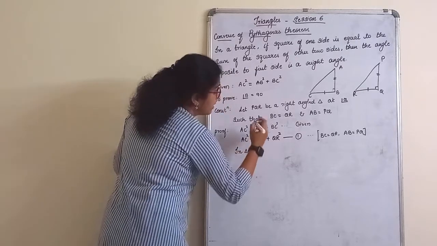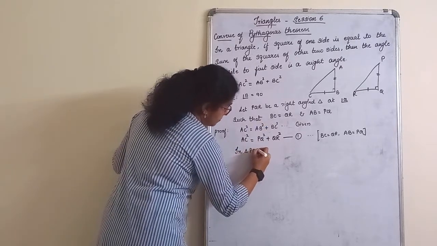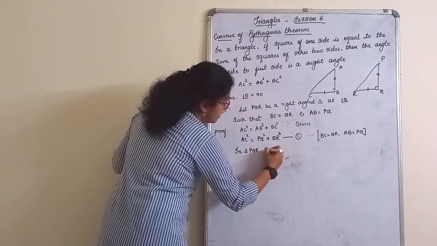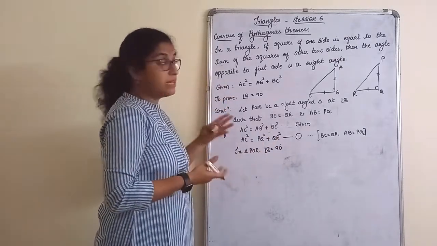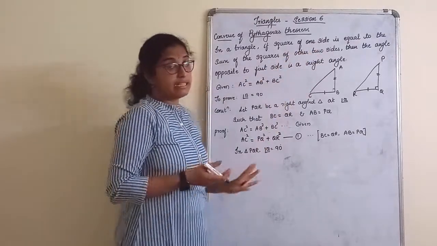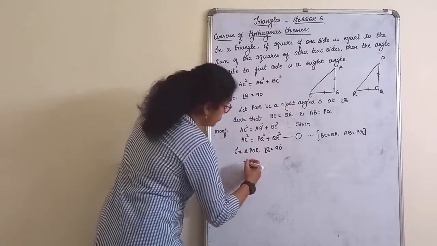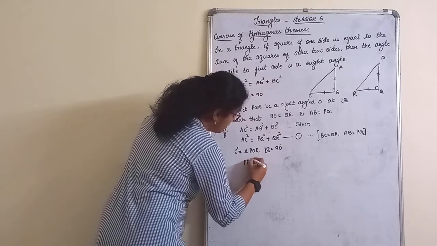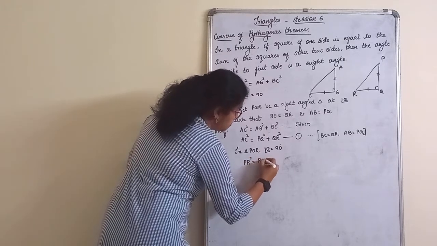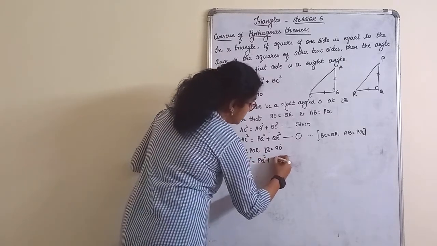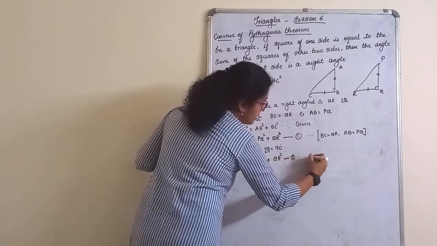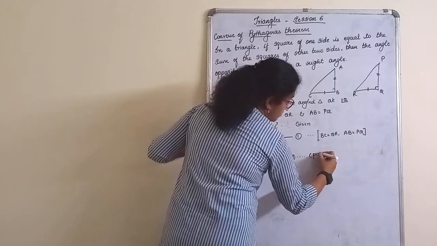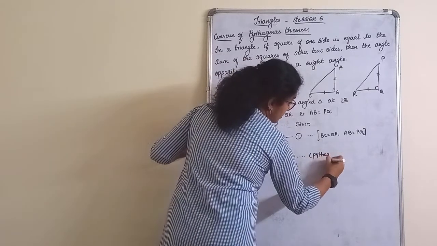In triangle PQR, angle Q is equal to 90 degrees. So Pythagoras theorem I can apply there. Why? Because I know it is a 90 degree triangle. So how do I write? PR square is equal to PQ square plus QR square. Equation 2. Reason? Pythagoras theorem.